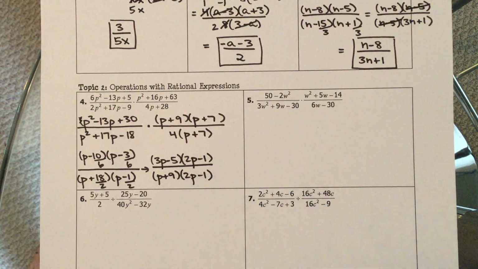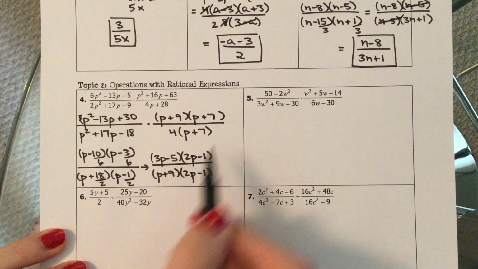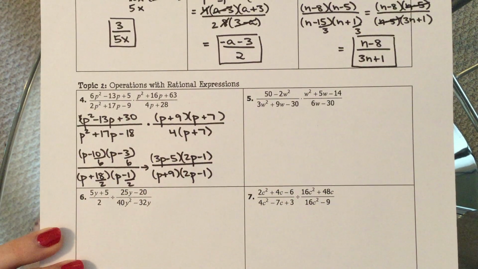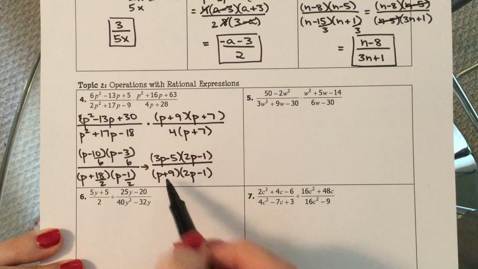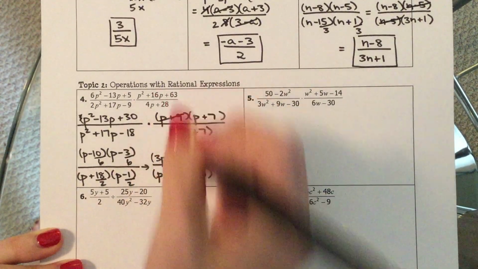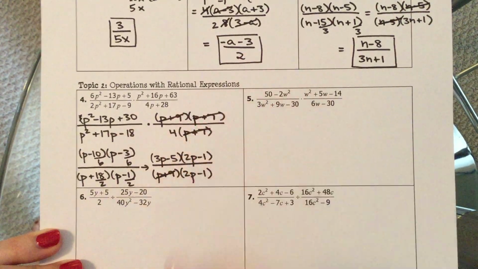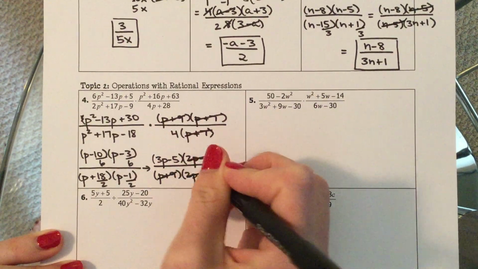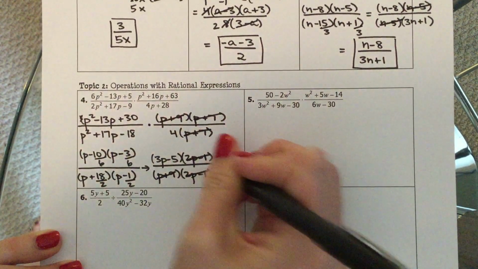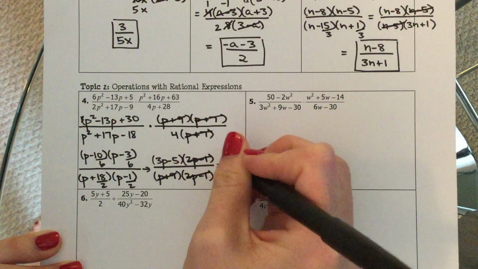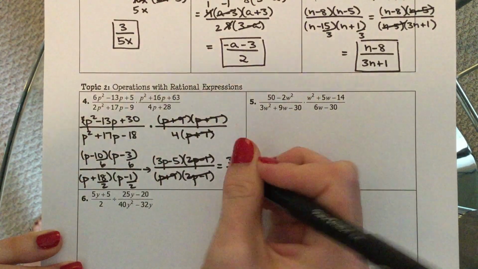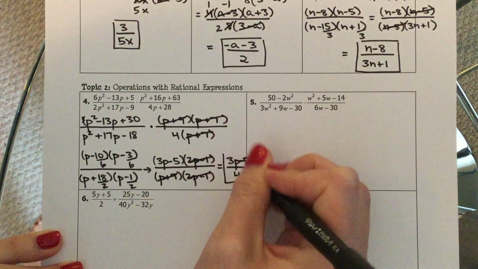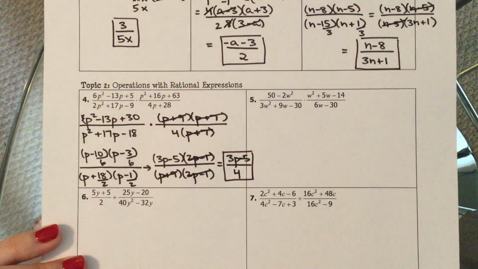Okay, so now these ones, this guy right here is multiplying by this guy. So just visualize that they are right next to each other. So here we have a p plus 9 in the numerator, p plus 9 in the denominator, so those cancel. The p plus 7s cancel, and the 2p minus 1s cancel. So out of all the numerators, this 3p minus 5 is the only thing left. And out of all the denominators, this 4 is the only thing left. So that would be your final answer for number 4.